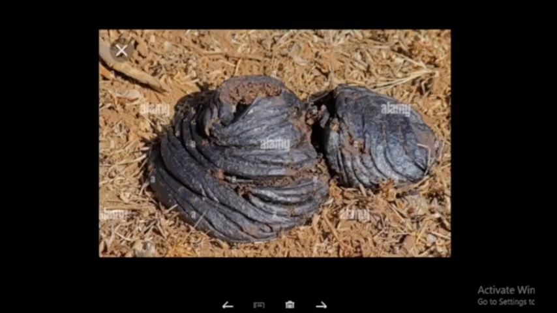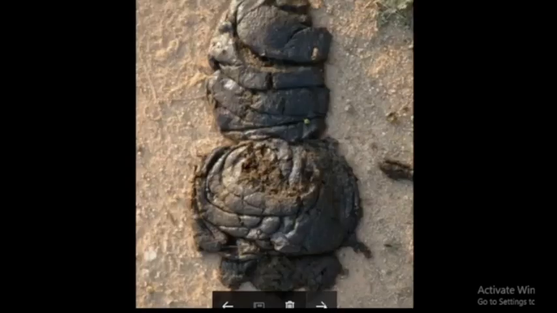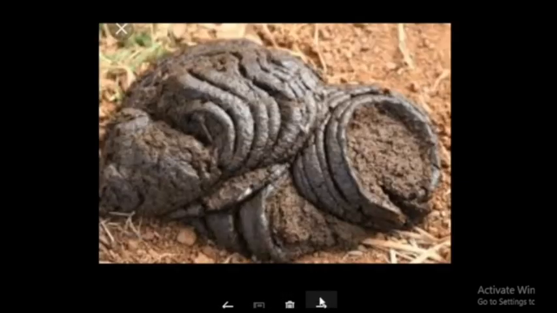And here is what the cow dung looks like. You can see it when it has actually been passed out. That is what the cow dung looks like. You can see this is another picture of it, and this is another picture of it.